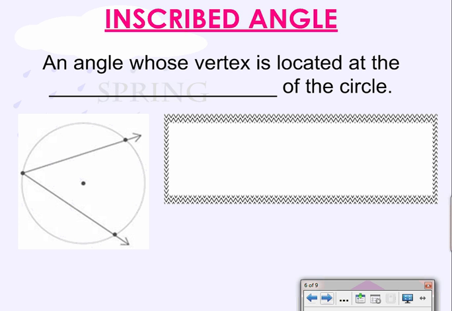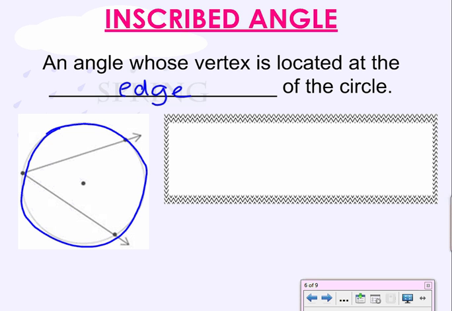The next thing we're talking about today are those inscribed angles. Okay, so inscribed angles are angles whose vertex are located on the edge of the circle. So that's anywhere around the circumference. There's a point anywhere on the outside of the circumference making that angle. The rule here is going to be 2 times your inscribed angle equals your intercepted arc.